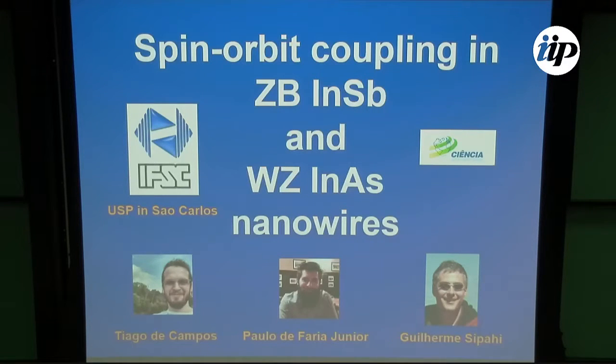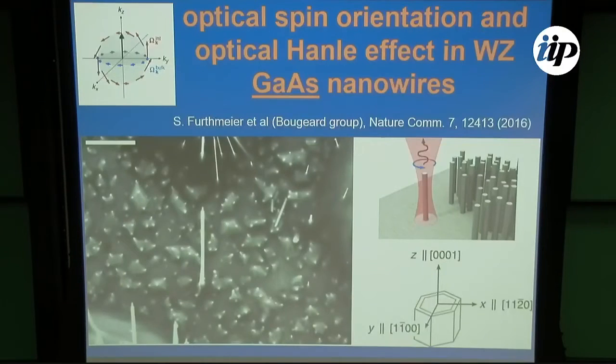The calculations are done by Tiago de Campos in the group of Guilherme Sipahi, and Paulo, who is a Humboldt Fellow now in Regensburg with me, did the K.P theory. But we also got interested in this because in Regensburg we have a very nice semiconductor growth group by Dominique Bougeard. And this is an example.